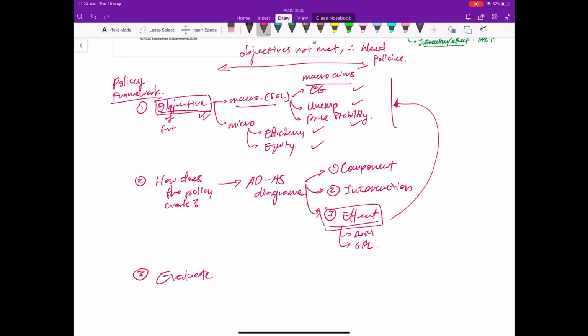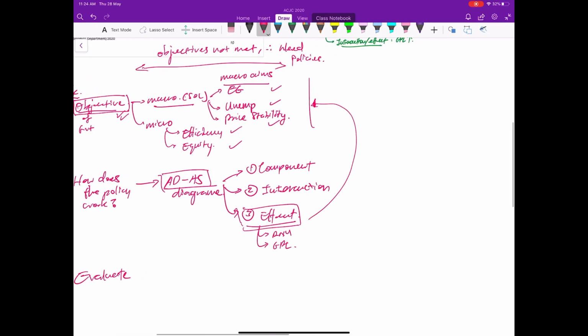Then once you have identified the objective, you need to understand how the policy works. Okay, so this is where your models come in. In the context of macro, the model to understand policy is ADAS model, and the ADAS diagram as part of the model. So there are three aspects of the ADAS model. You need to know the components of AD and AS. How does your policy change AD and or AS? How do the AD and AS interact? And then how does it affect your real national income? And you can link the real national income to your demand deficient unemployment as well. And how does your GPL change?